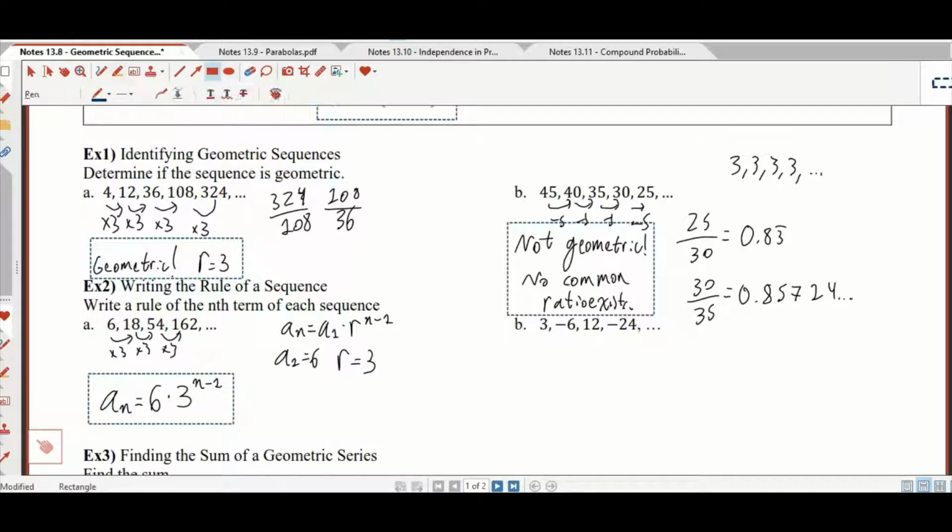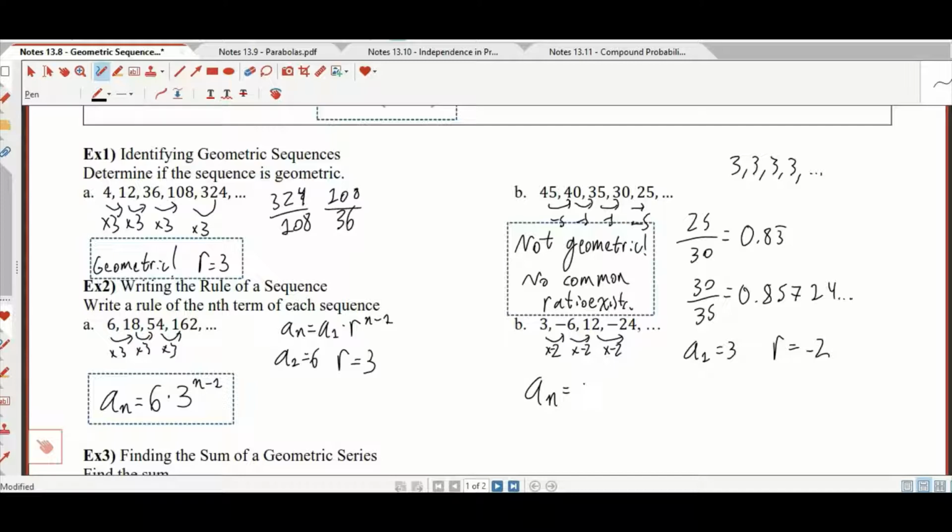There. Now where this becomes different is in this case, because 3 times what is negative 6? Well, it's times negative 2. Then negative 6 times negative 2 is positive 12, and positive 12 times negative 2 is negative 24. So this is where it really matters. So a sub 1 is 3, and your common ratio is now negative 2.